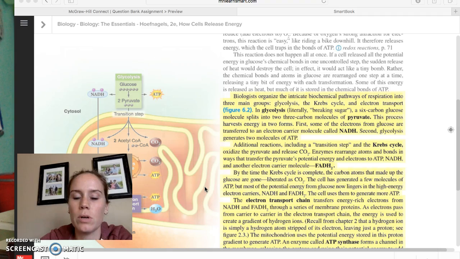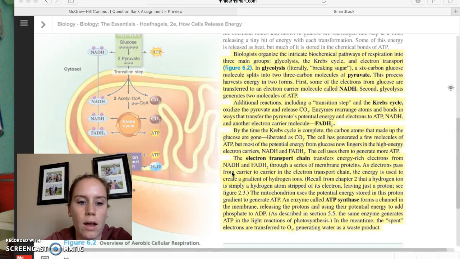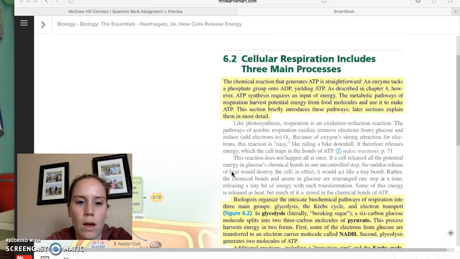So cellular respiration, you have three processes. You have glycolysis, you have the Krebs cycle, and then you have the electron transport chain. Okay, and I'm just looking at your book online like you guys have.